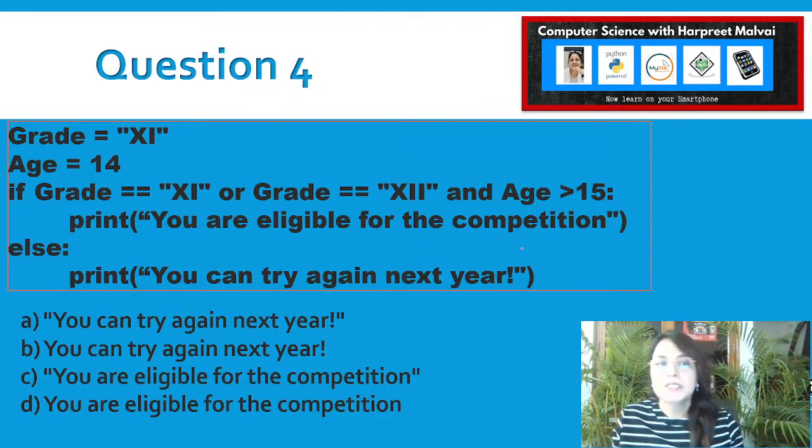Given grade is equal to 11, age is equal to 14, if grade equal to 11 or grade equal to 12, and age greater than 15, print you are eligible for the competition, else print you can try again next year. Now, what will be the output of this statement? For the fourth question, I'm awaiting the answers. All right. You have to tell me which one of these statements will be the output.